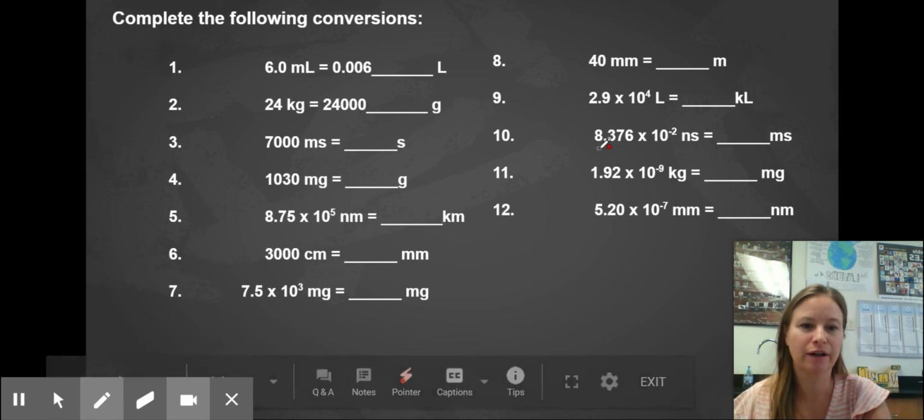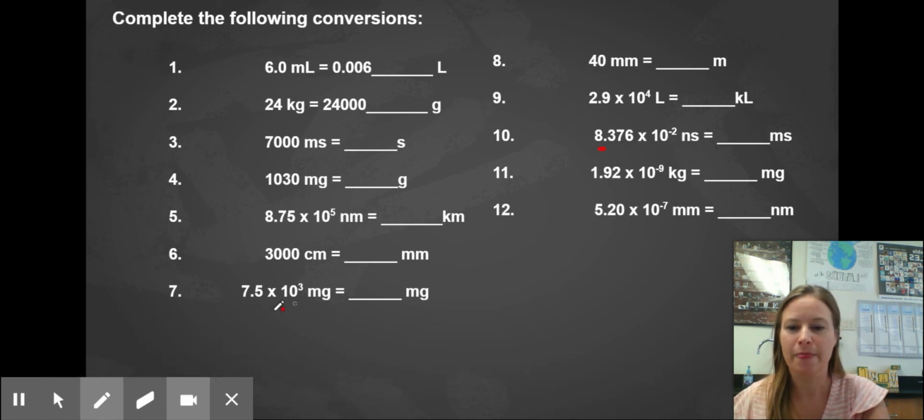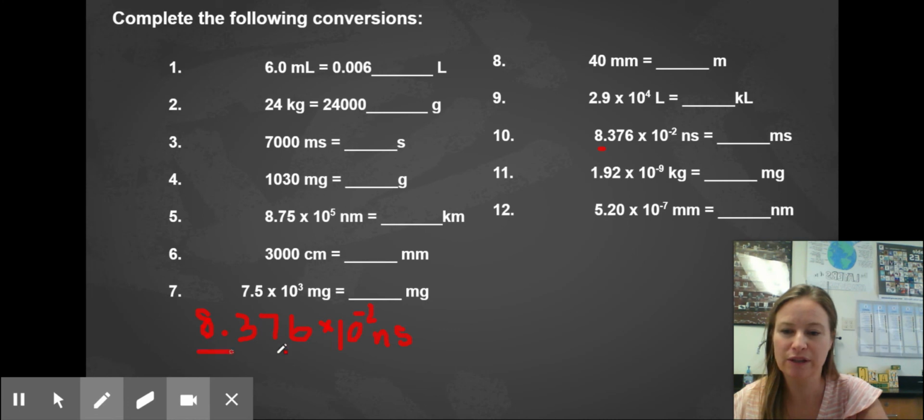if I were to do this problem right here, okay, I would write out my given, 8.376 times 10 to the negative 2 nanoseconds. Always put your units, and do that on the AP test as well, because sometimes you don't get points if you don't put those units there. So it's a good practice to be in the habit of writing out the units.